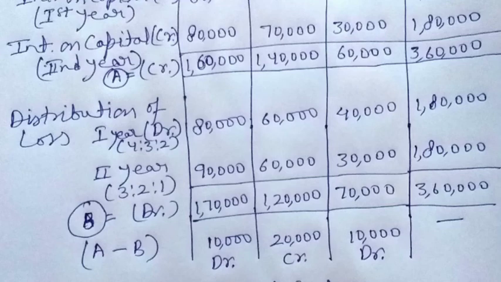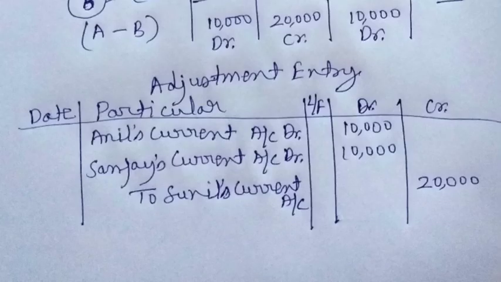So we have to make a journal entry for this adjustment, because one single entry will correct this mistake in the next year. Clear? The debit partners will be debited and the credit partner will be credited. So the journal entry is: Anil's current account debit, Sanjay's current account debit, to Sunil's current account. Here we use current accounts because the partners' capitals are fixed. If partners' capitals are fixed, then we always make the journal entry with the current account.